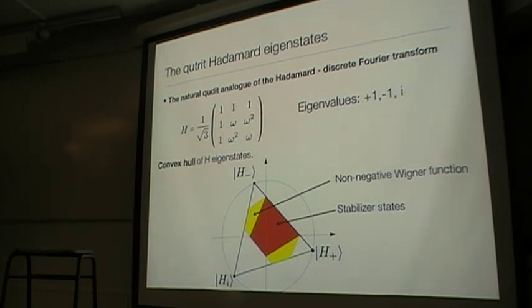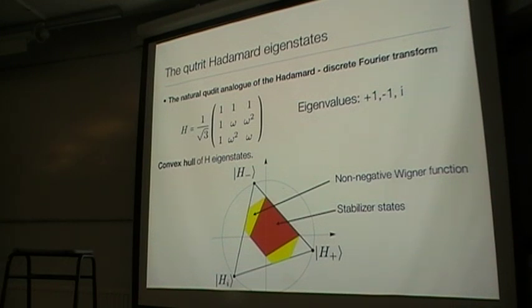So this was the first example we looked at, and it was for Q-trits, and we found that the eigenstates of the Q-trit Hadamard gate, which is this discrete Fourier transform here, if we consider the convex hull of the three eigenstates of this operator, which I'll label with the eigenvalues plus, minus and I, then this forms a little slice through the qubit space. Okay, a little triangular convex hull of these 3 points. And we studied magic state distillation for this plane, this slice of states.